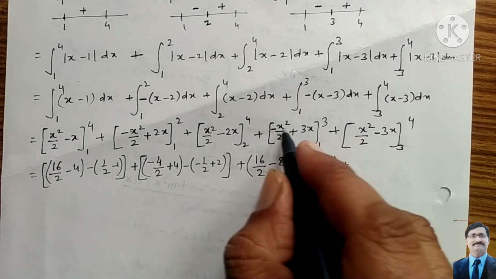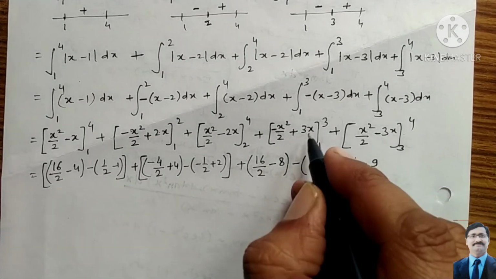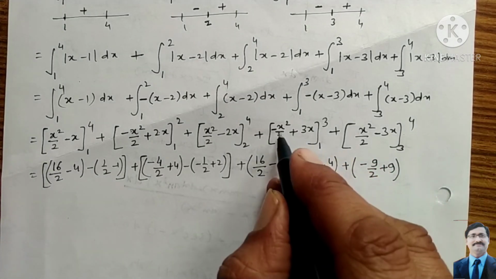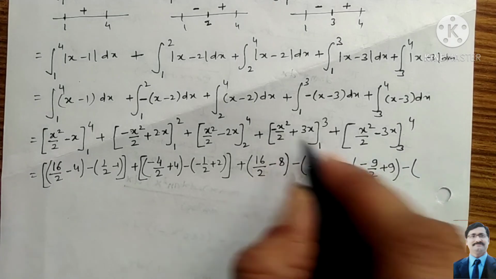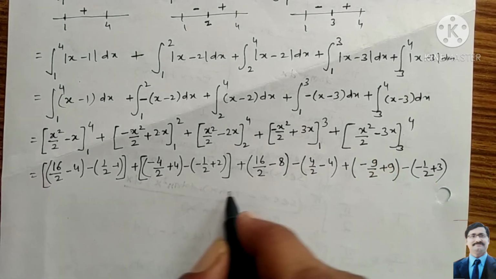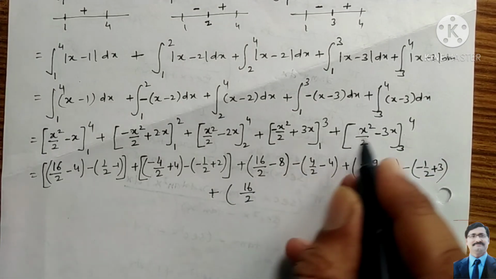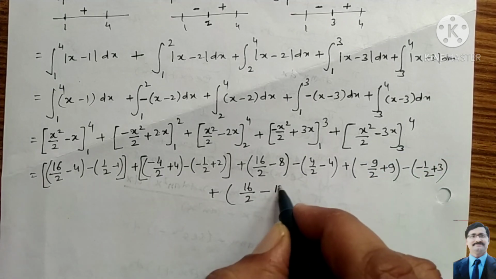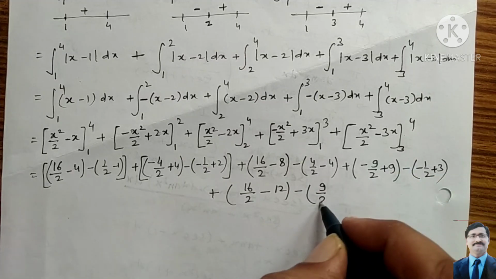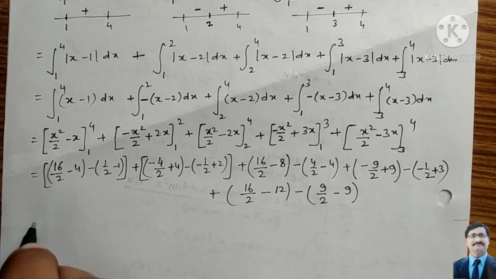Look here. Here we put 3, so we get minus 9 upon 2, and here we get 9. Then we put 1, so minus, and 1 we put, minus 1 upon 2, and we put 1, meaning we get 3. Then similarly we solve this: 4 means 4 square, 16. 16 by 2, 4 times 3 is 12, and then minus, we put 3: 3 square is 9, 9 upon 2 minus 3 times 3 is 9. So we get these types of terms, and we have to solve these.